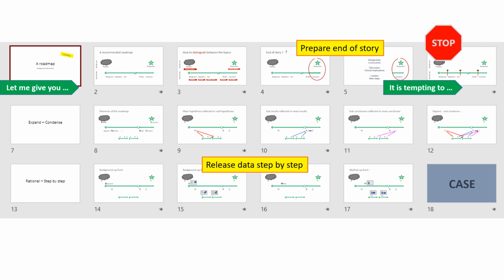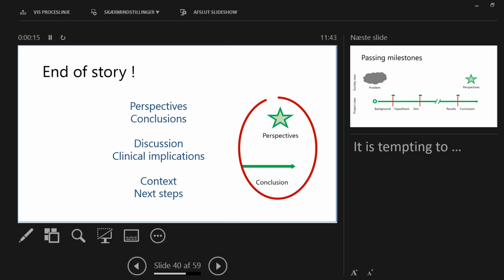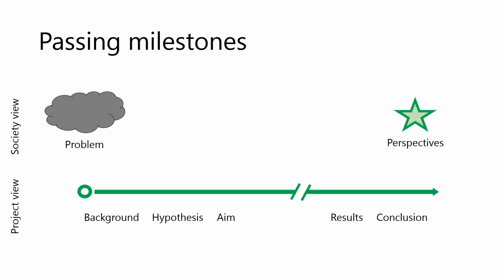So the audience will see the following slide, this one. And on my monitor, I can see the same slide and the next slide with the difficult-to-start-up slide, or the stop slide, and the first words that I will use when I start up that part of my story. It is tempting to. And the story about passing milestones has started.